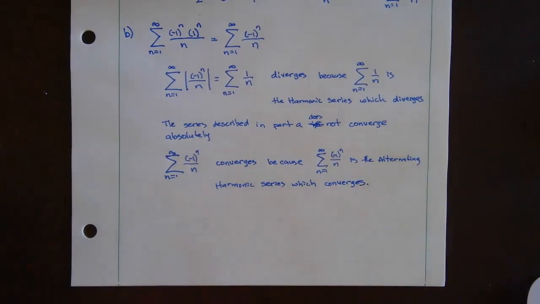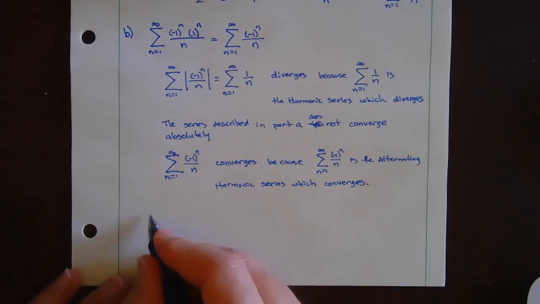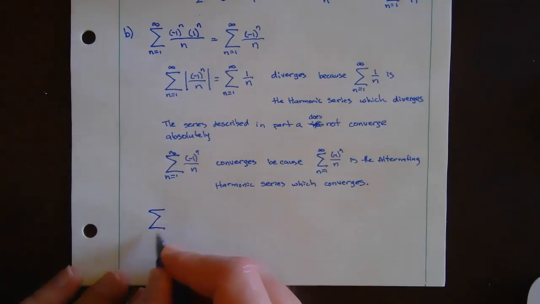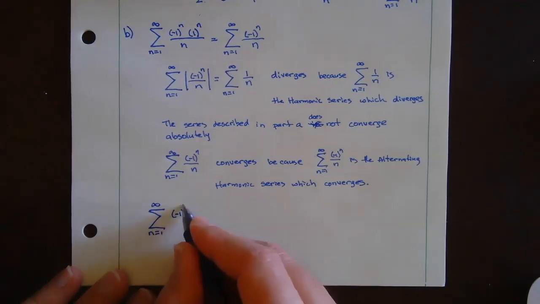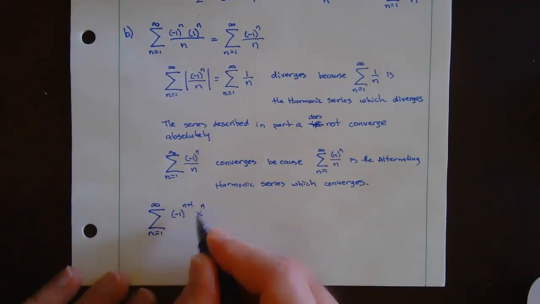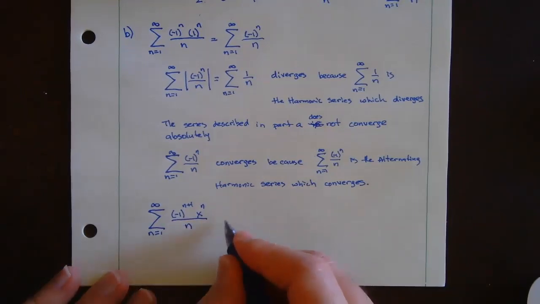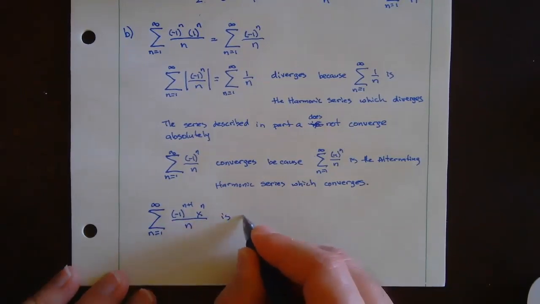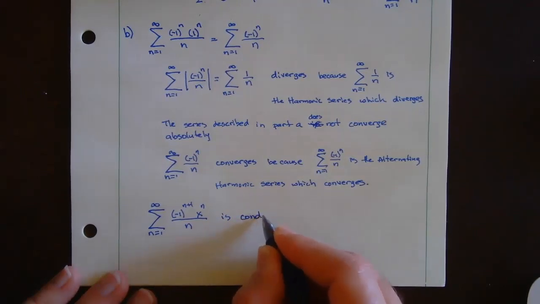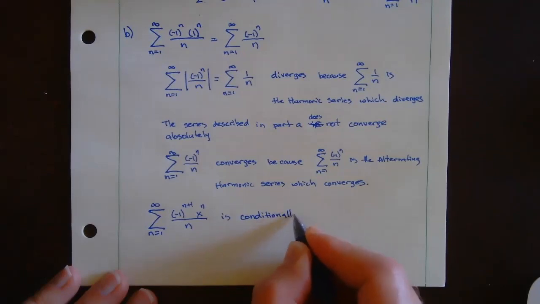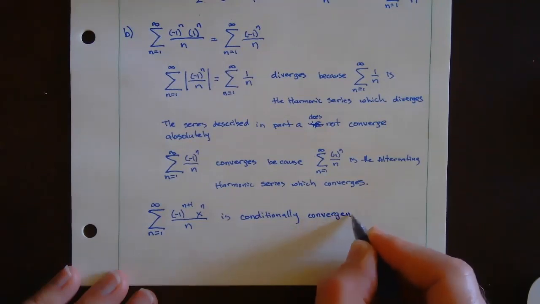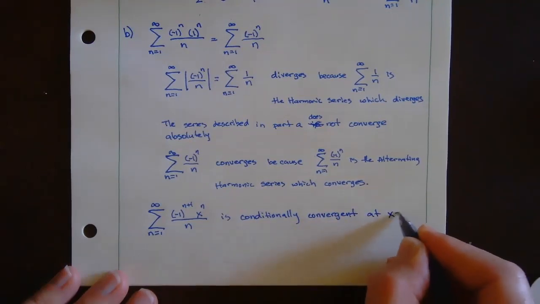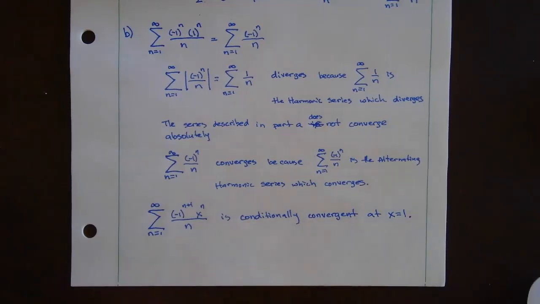Okay, all right, so what does that mean? It's conditionally convergent at x equals 1. So we would say the sigma, n equals 1 to infinity, of negative 1 to the n plus 1, x to the n over n, is conditionally convergent at x equals 1. Okay? And that's part B.